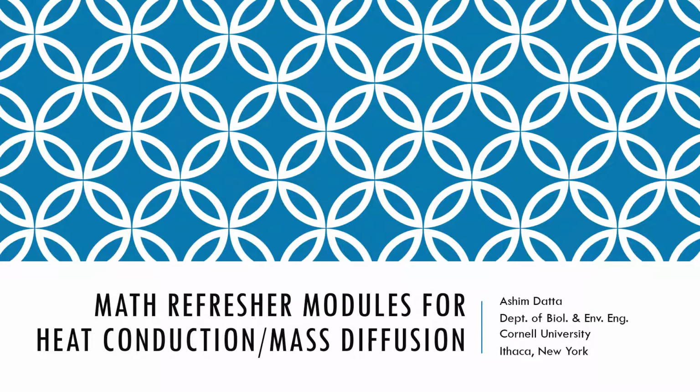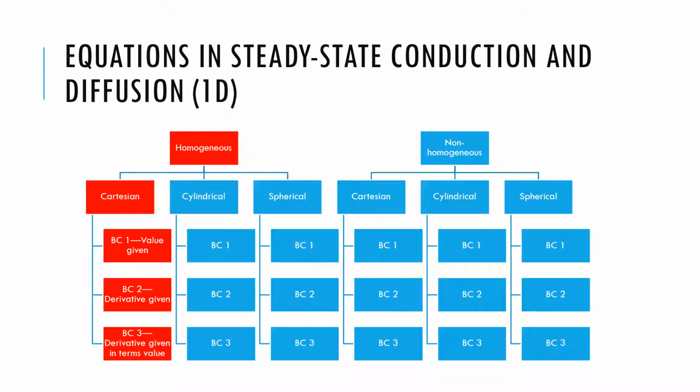This short module is one in a series intended to help recap the math that might have been done a year or two earlier before taking an undergraduate course on heat conduction or mass diffusion. So this particular module is simply a summary of three different cases.